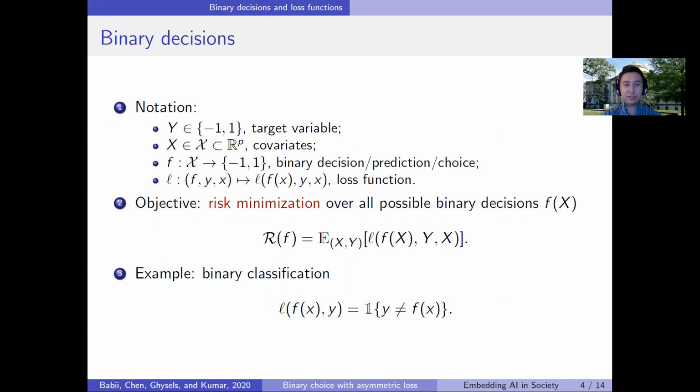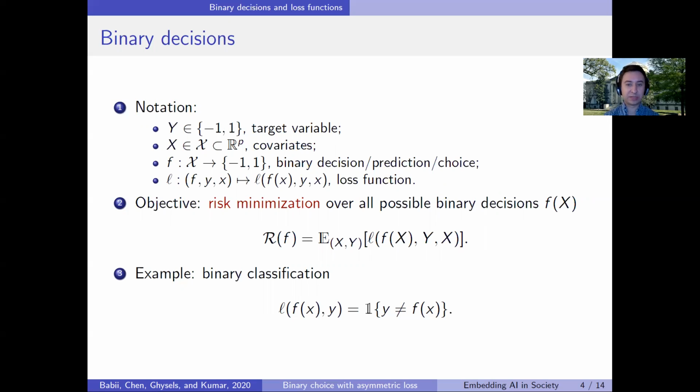So, some notation. We are interested in making binary decisions or binary choices. We have some target variable y that is binary, takes only 2 values, for example, recidivist or non-recidivist. And we have some p covariates of the individual, and the binary decision or prediction or choice is simply a function from the space of covariates to the binary decision -1 or 1. And we measure the quality of these binary decisions using some loss function. So the loss function tells us what are the costs for making mistakes or incorrect decisions.